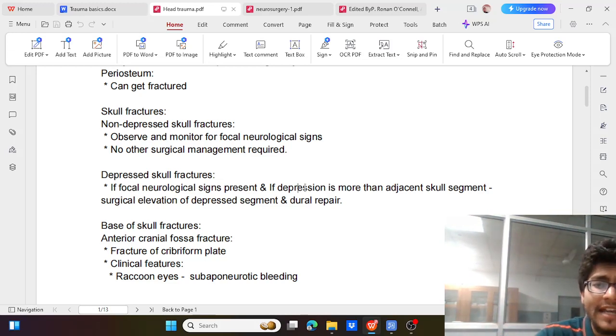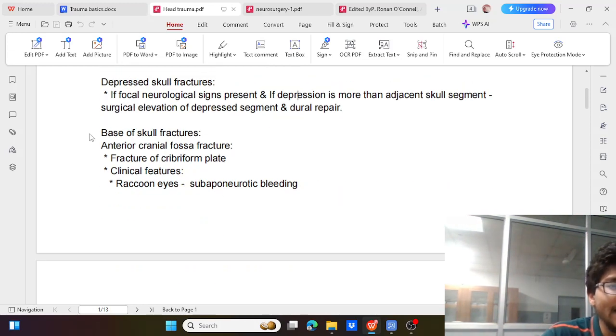Also, if the depression is more than the adjacent skull segment, so if it is depressed more than 0.5 to 1 centimeter, then we have to repair it surgically. So how do we do it? We surgically elevate the depressed segment and do dural repair. So this is for depressed skull fracture. Then in case of base of skull fracture, this is a higher level and complicated topic, but we'll just go through it.